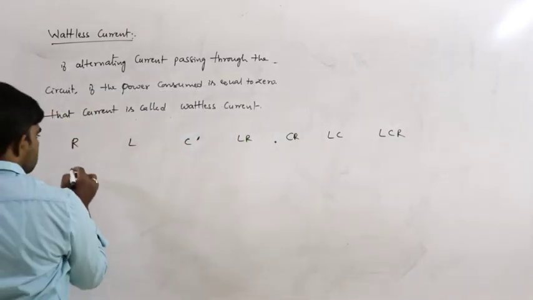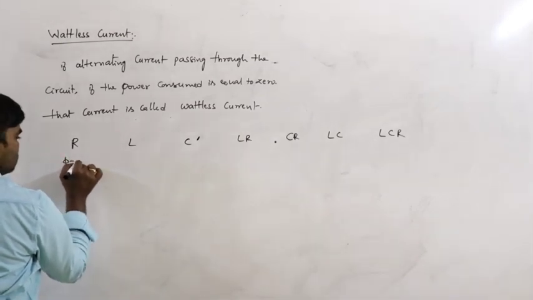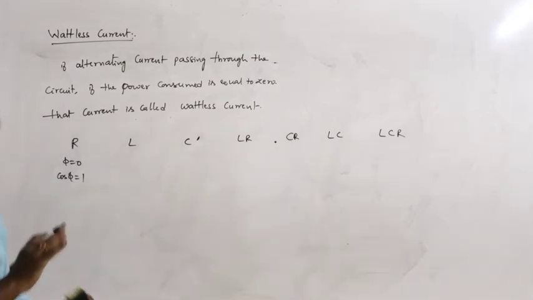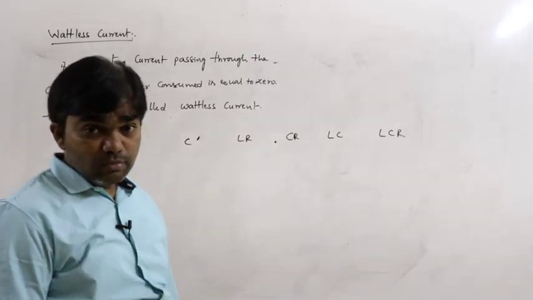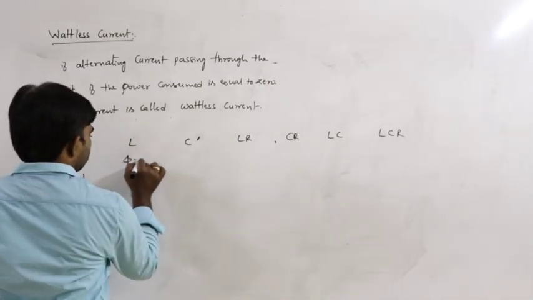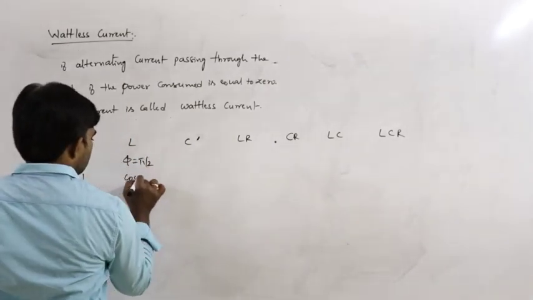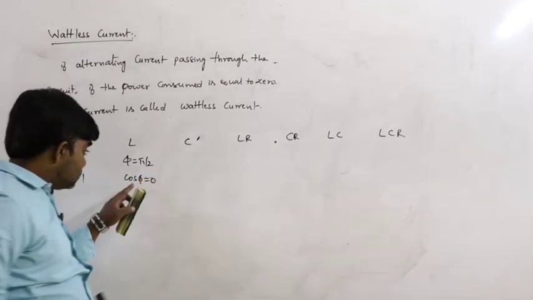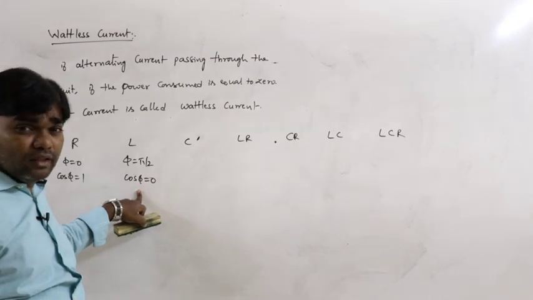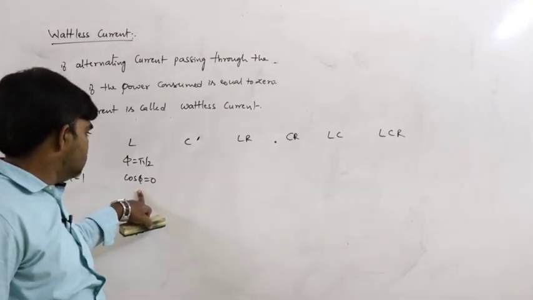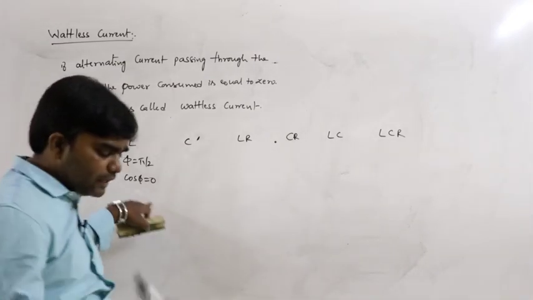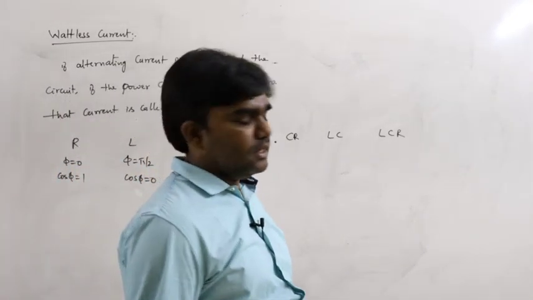In case of pure resistive circuit, phase difference is equal to 0. That means power factor is equal to 1. The power consumed is not equal to 0. In case of pure inductor, the phase difference is pi by 2, then cos phi is equal to 0. So that's why when the current passes through the pure inductor, the power consumed is equal to 0. Then that current is called wattless current.